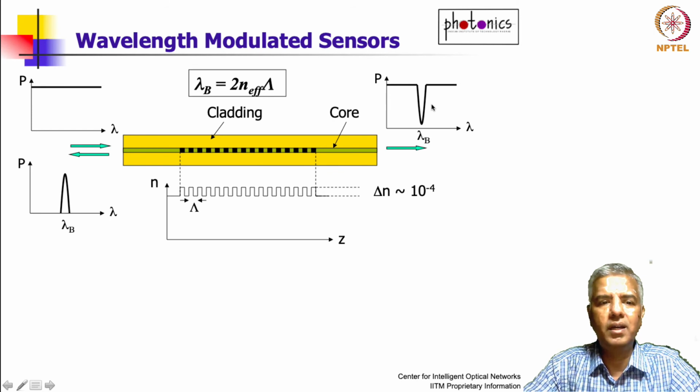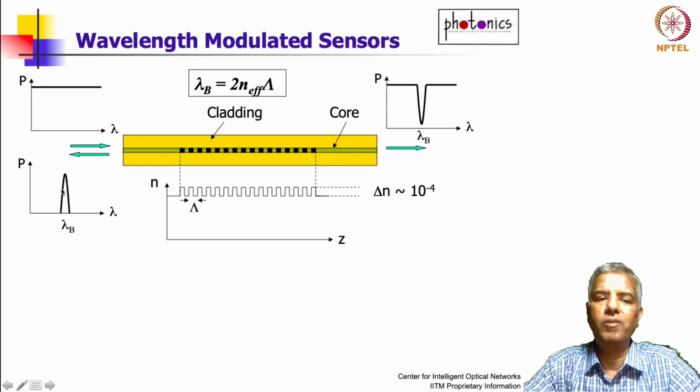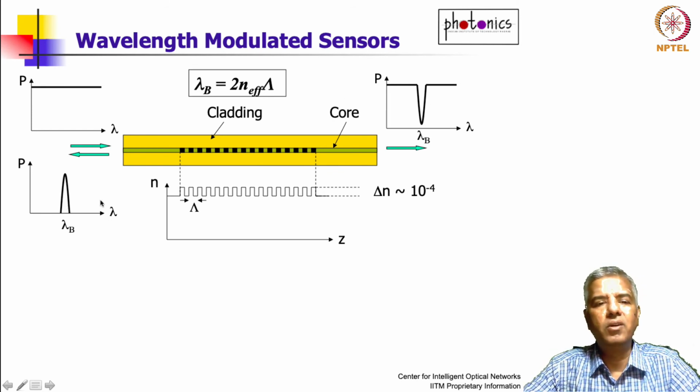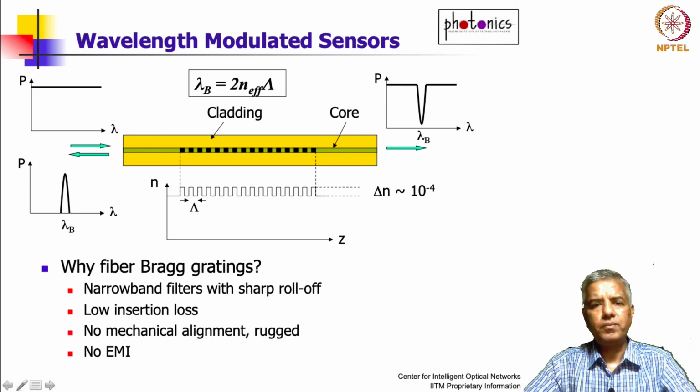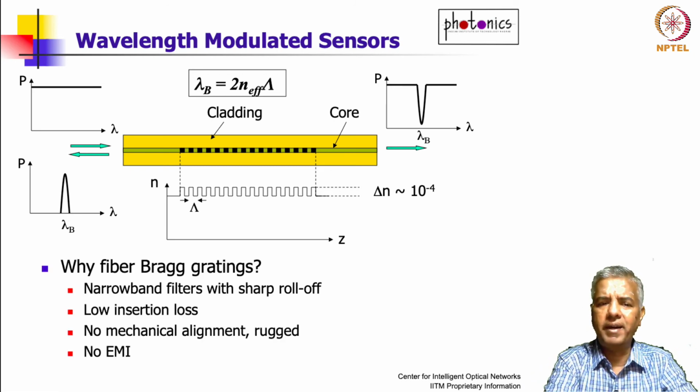Where did the missing color go? The missing color actually got reflected. Just that particular color, which is defined by the Bragg wavelength, and just a little bit around that, is what is going to be reflected. So why fiber Bragg gratings?